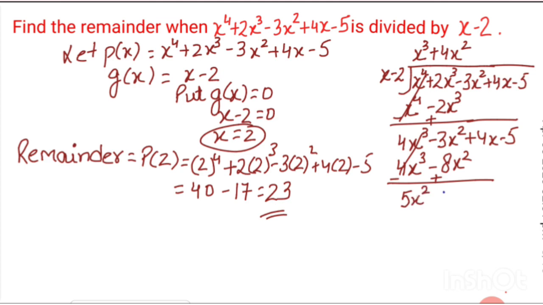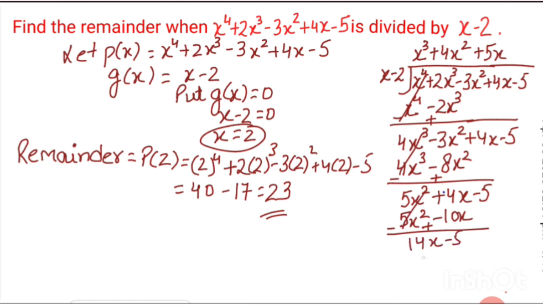So the remainder will be 5x square plus 4x minus 5. The next term of the quotient is 5x square divided by x, that is 5x. Now 5x multiplied by x is 5x square and minus 5x into 2, 10x. So minus plus on changing the sign. So it will be 14x minus 5. Now the next term of the quotient will be obtained on dividing 14x by x, that is 14. So multiply 14 into x, minus 14 multiplied by 2 is 28. Okay, on subtracting, that is changing the sign, the remainder will be 23. Okay, so I have verified by actual division also that the remainder will be equal to 23 in this case.